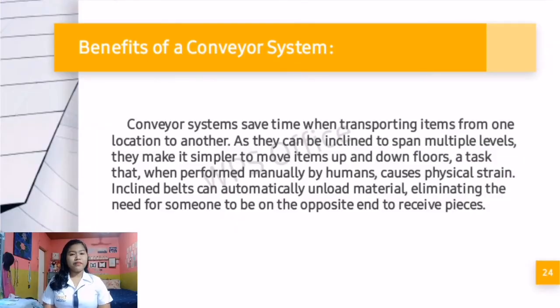What are the benefits of a conveyor system? Conveyor systems save time when transporting items from one location to another, as they can be inclined to span multiple levels. They can make it simpler to move items up and down floors, a task that, when performed manually by humans, causes physical strain. Inclined belts can automatically unload materials, eliminating the need for someone to be on the opposite end to receive pieces.